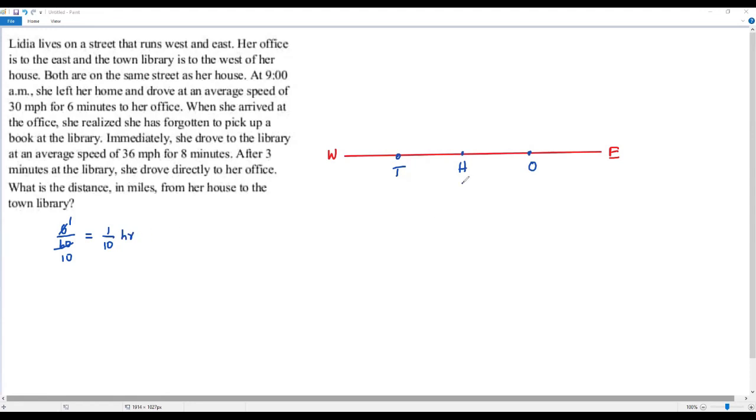Now to get the distance from home to office, we have to multiply the speed and the time. So the speed is 30 and the time is 1 over 10. Here 10 goes into 10 one time and 10 goes into 30 3 times. 3 times 1 is 3. That is, from home to office, we get the distance 3 miles.